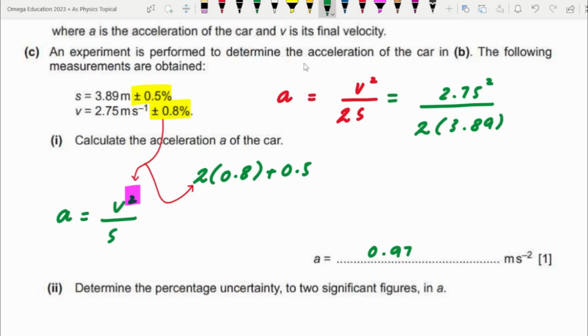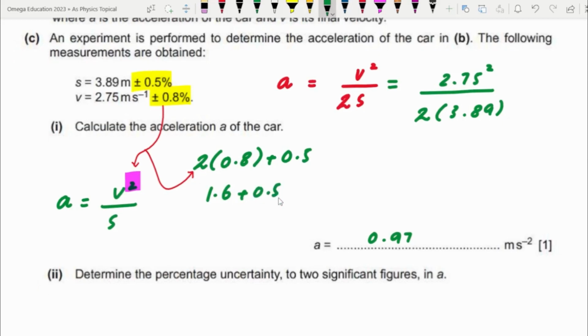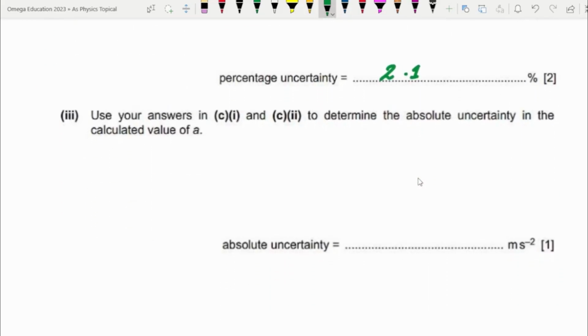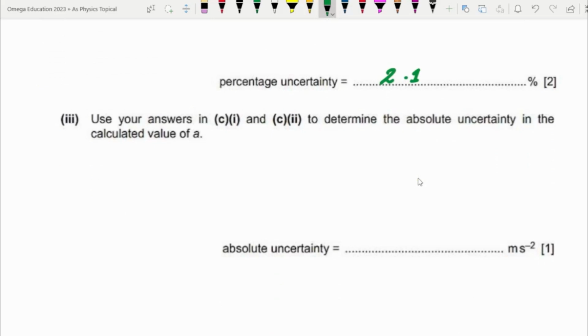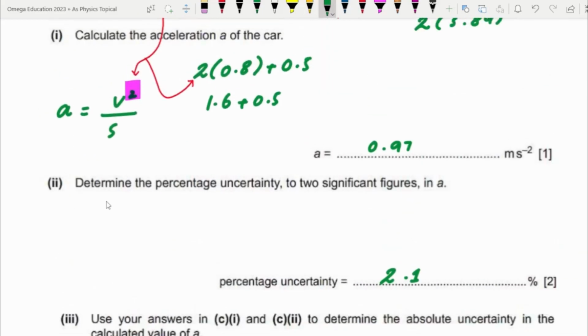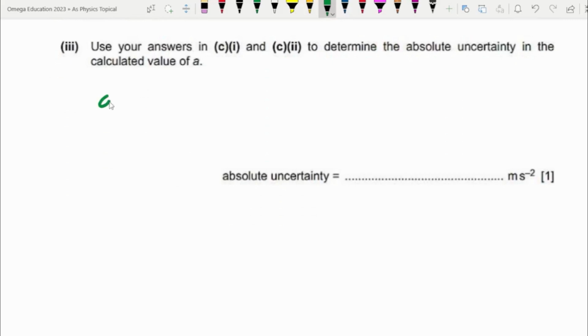So what do we get from here? We get 1.6 plus 0.5. What do we get? We get 2.1%. Okay, the last part is use your answers to determine the absolute uncertainty in the value of a. Okay, so what was the principal value? 0.97. The principal value of a was 0.97.